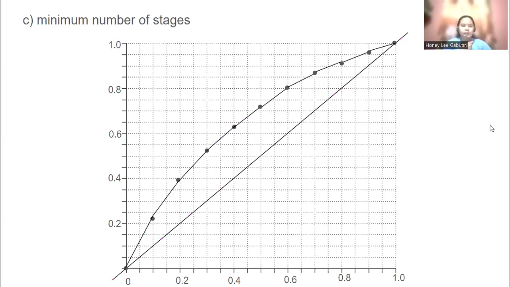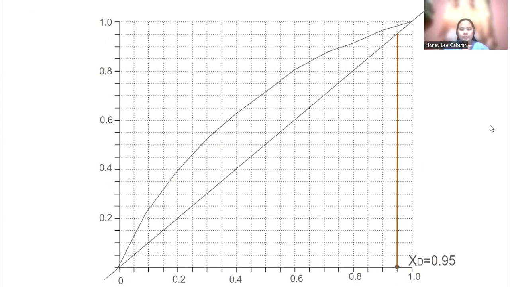To determine the number of stages, first, we need to find our points xd, which is 0.95, xf, which is 0.35, and xw, which is 0.08. This can be determined by stair stepping along the operating line using the equilibrium curve.